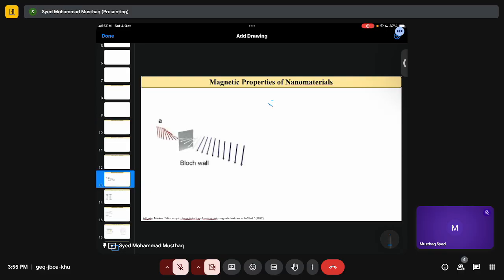Yeah, and there is another term called Bloch wall. A Bloch wall is where you have an orientation change. So you have an up spin and then a down spin, and the spin will not change drastically from here to here. This is how it will change. It will create a wave.